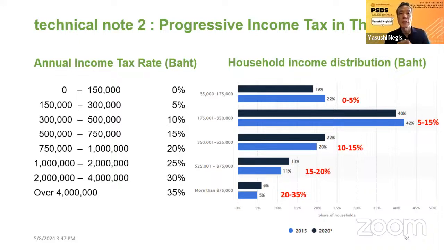And this is a technical note on progressive income tax in Thailand. And I think most of you know this progressive tax system in Thailand. As you go up this bracket, when you earn more annual income, you are supposed to pay more tax. This way, we can reduce income inequality in our society on a long-term basis. So this is one example.